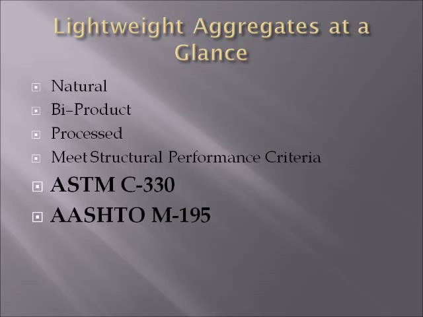So what is a structural lightweight aggregate? They can be broken down into three categories: a natural lightweight aggregate, a byproduct lightweight aggregate, or a processed or engineered lightweight aggregate. All must meet structural performance criteria. This criteria is found in either ASTM C330 or AASHTO M195, whichever standard is relevant to your project.